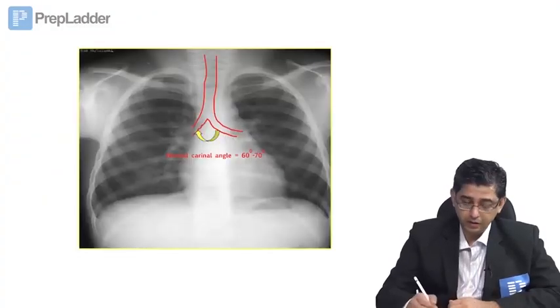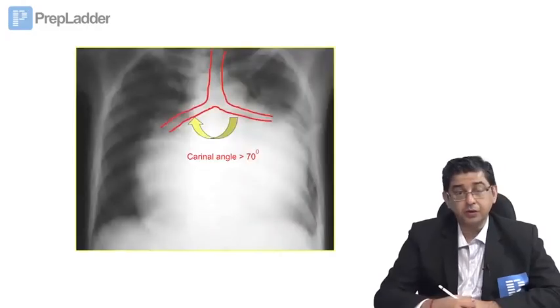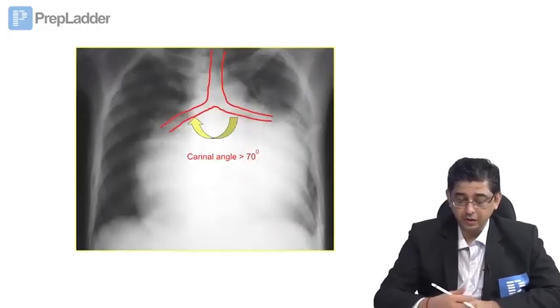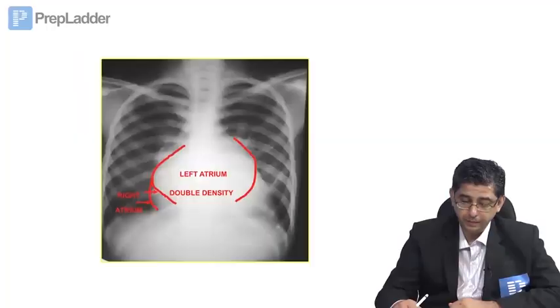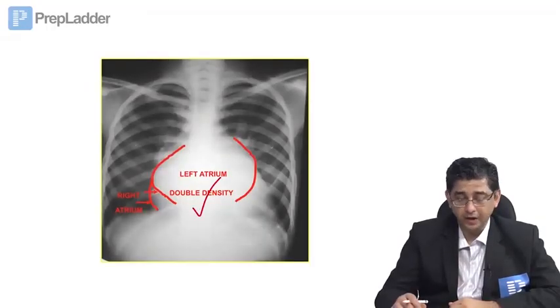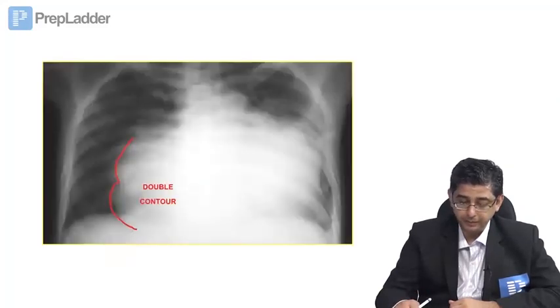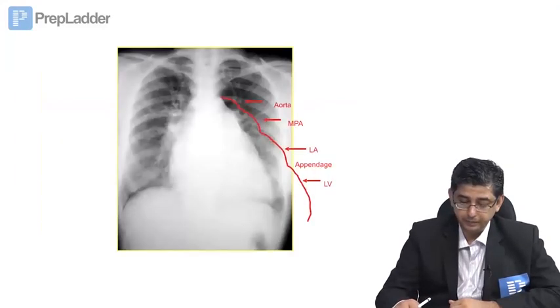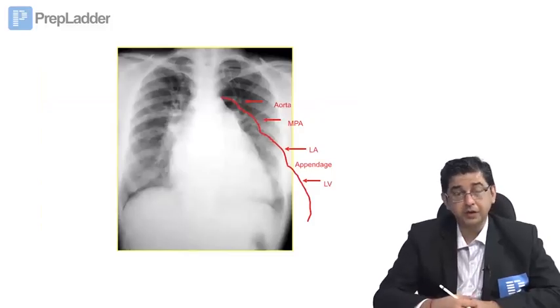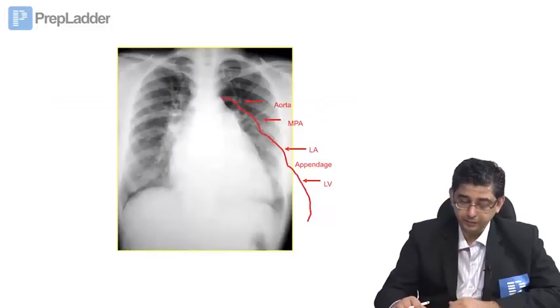This is the normal carinal angle, as mentioned here, 60 to 70 degrees. And in the subsequent image, as you can see, the carinal angle is relatively widened. The double density, as I've highlighted, is because of the enlarged left atria pushing the right atria. This is the representation of the left heart border.